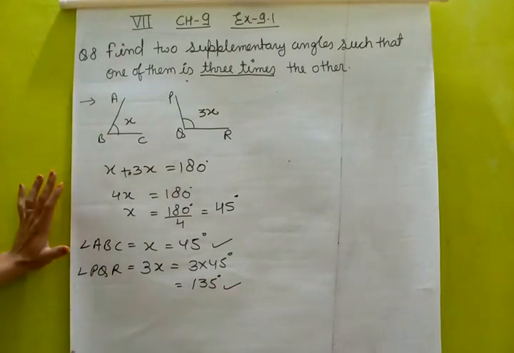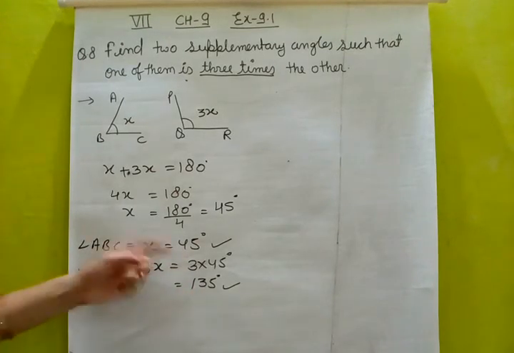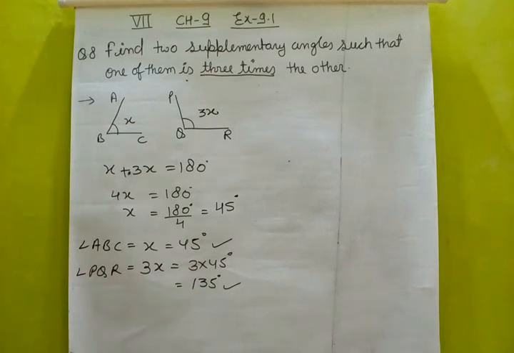Now students, you can cross check. The sum of 45 and 135 should be 180, and if you multiply this 45 by 3, you will get 135. Okay students, now question number 9.